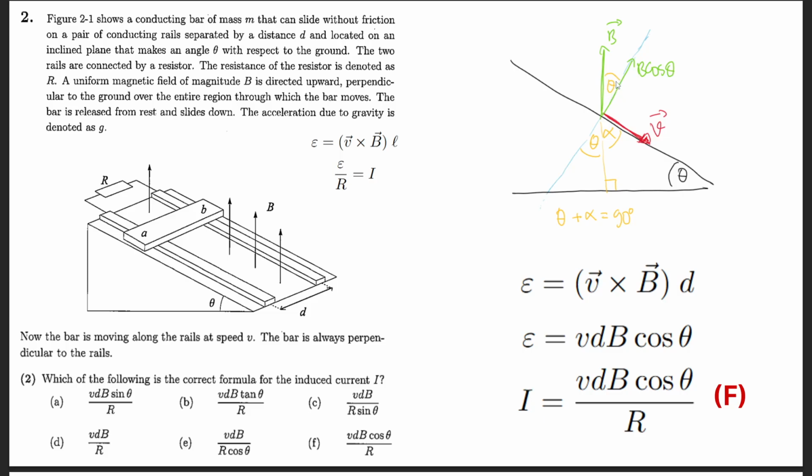So we know that this angle is theta. So this vector is adjacent to theta. So we know that this vector here is B cosine theta. So we can write the cross product of phi and B as phi B cosine theta. We also know that the induced current I is just the EMF over R, so we can divide this by R. So the answer is phi dB cosine theta over R, that is F.